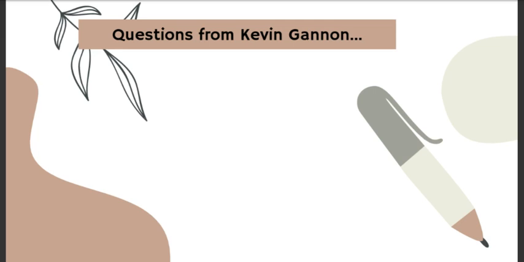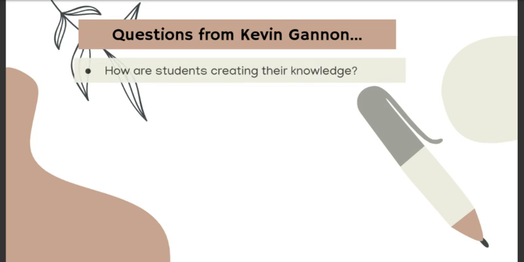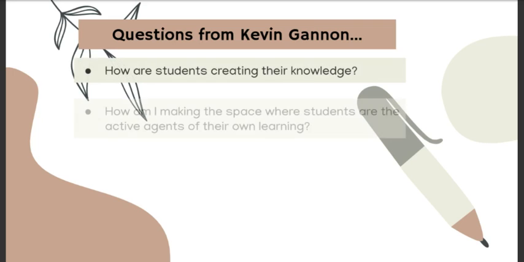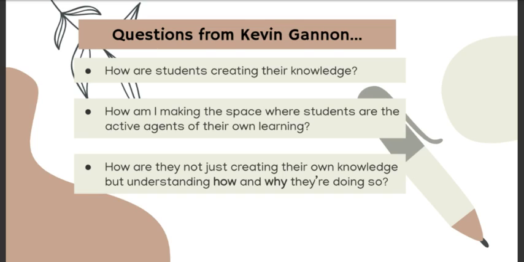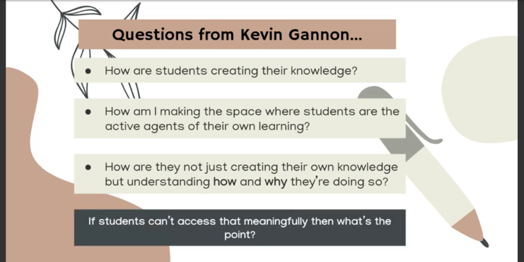In creating a student-centered and culturally responsive space for students, consider Kevin Gannon's questions. How are students creating their knowledge? How am I making the space where students are the active agents of their own learning? How are they not just creating their own knowledge, but understanding how and why they are doing so? If students can't access that meaningfully, then what's the point?